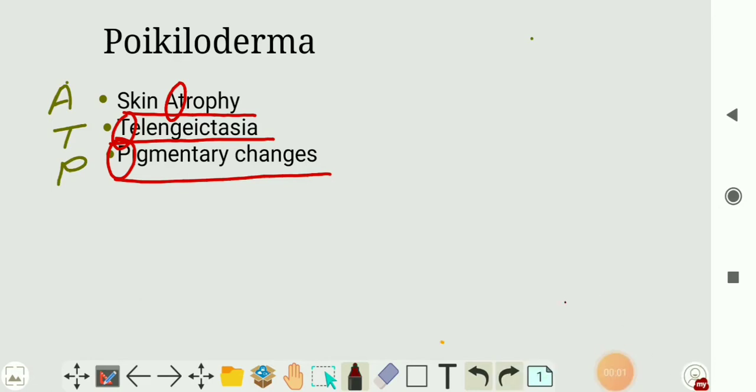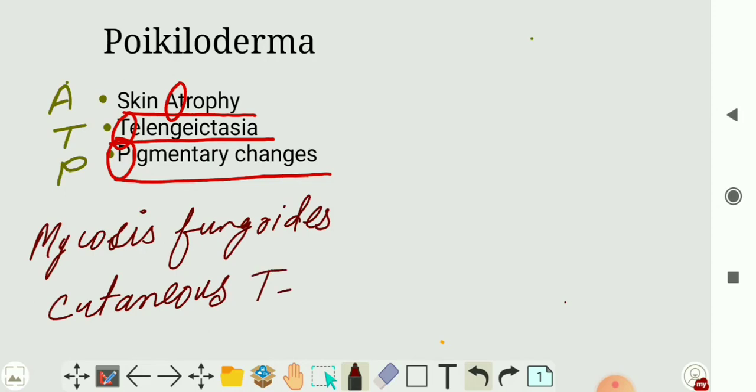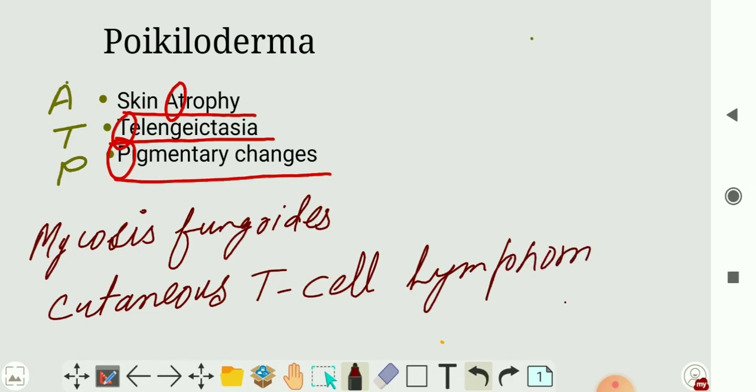This Poikiloderma is seen in mycosis fungoides, and this mycosis fungoides is a cutaneous T-cell lymphoma, or CTCL, cutaneous T-cell lymphoma.